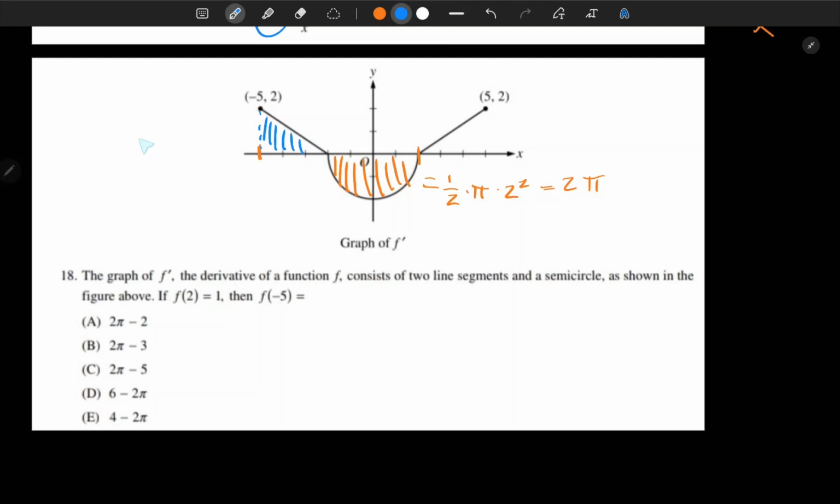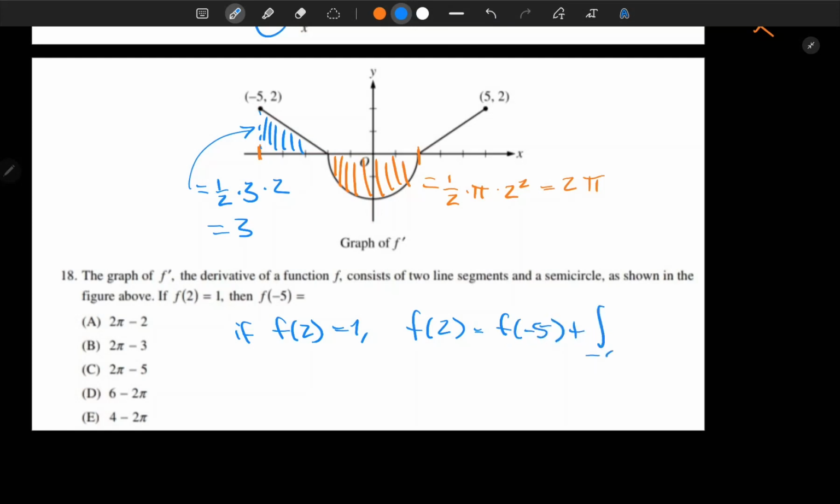And this is given by, well, it's a triangle, so the area of this here is 1/2 times the base, so the base is 3, times the height, which is 2. So this is equal to 3. Then we know that if f of 2 is equal to 1, then f of 2 should be equal to f of negative 5 plus the integral from negative 5 to 2 of f prime of x dx.